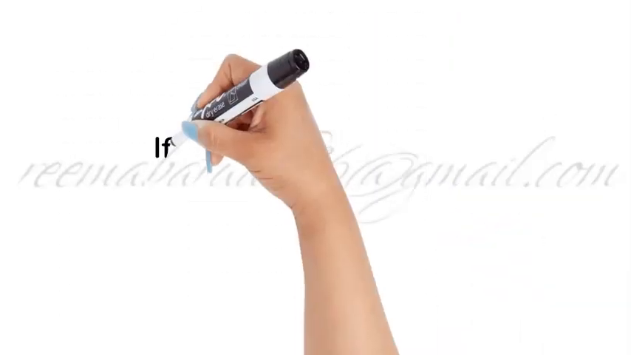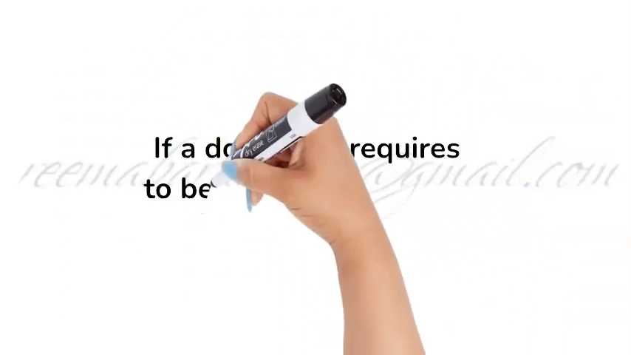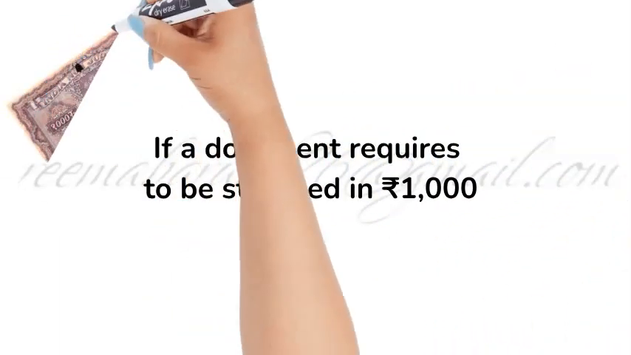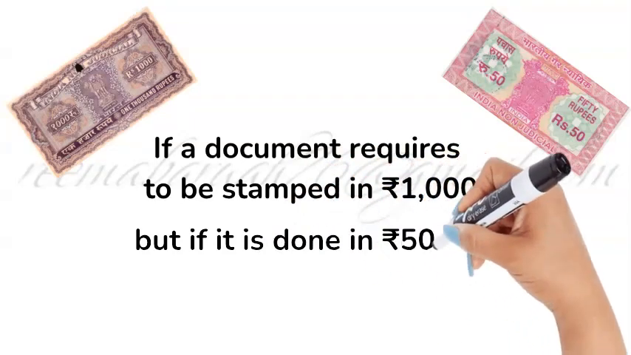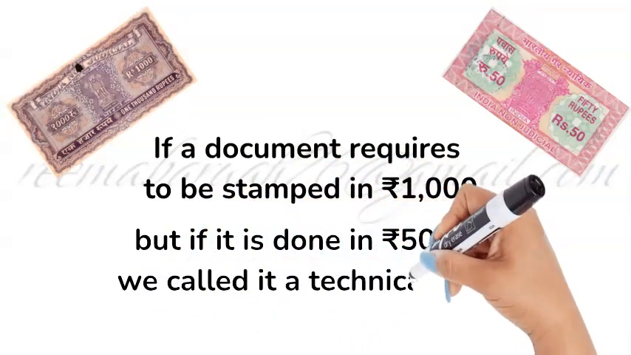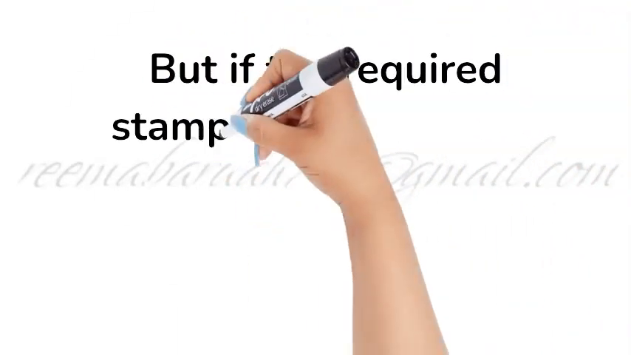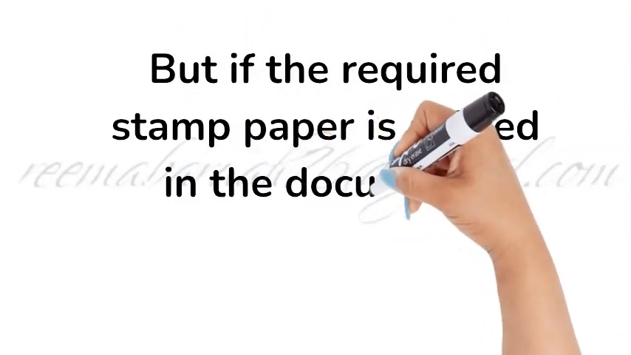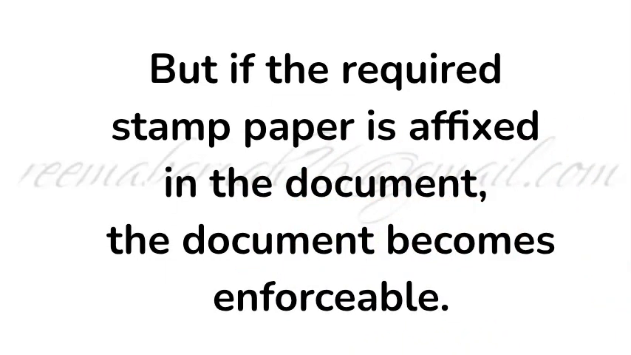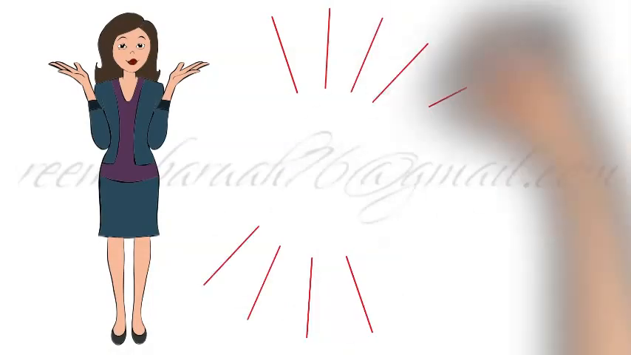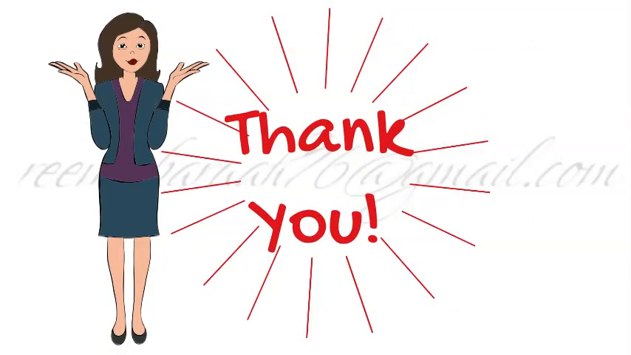For example, if a document requires to be stamped in rupees 1,000, but it is done in rupees 50 only, we call it a technical defect. But if the required stamp paper is affixed, the document becomes enforceable. So these are the different types of contract which are classified on the basis of enforceability. That's all for today.